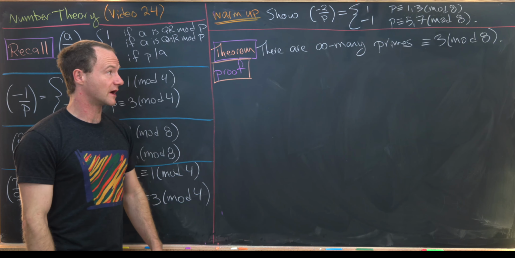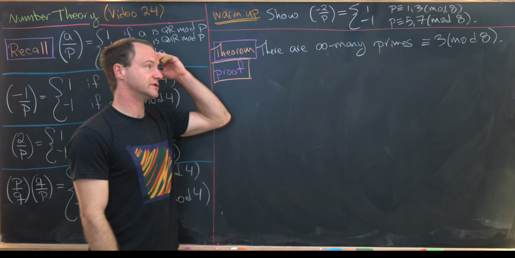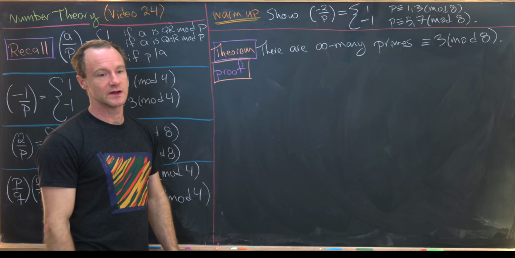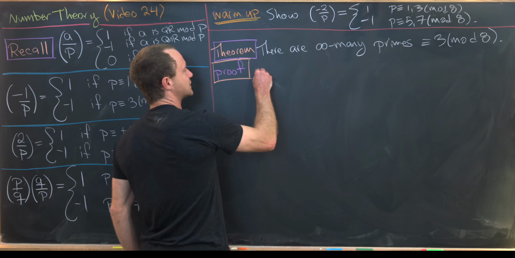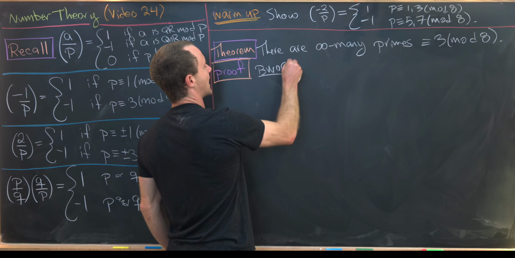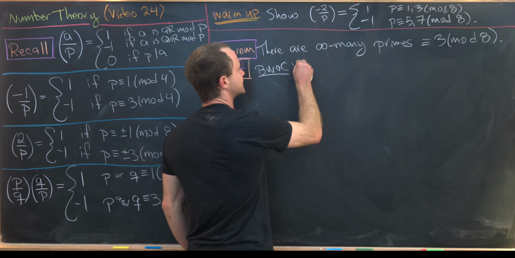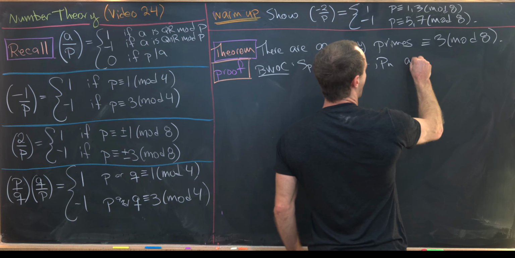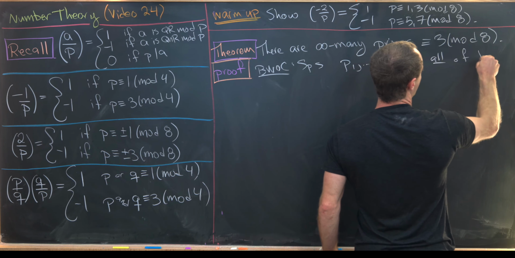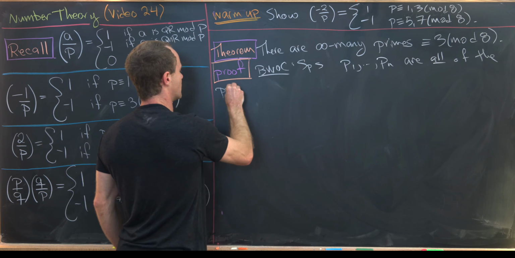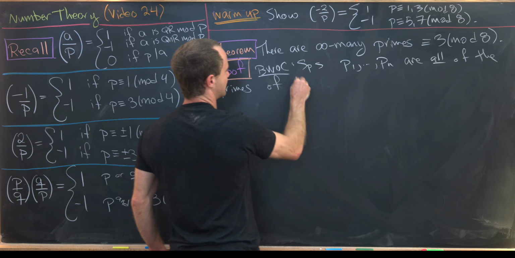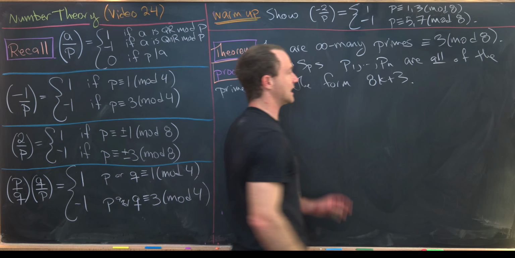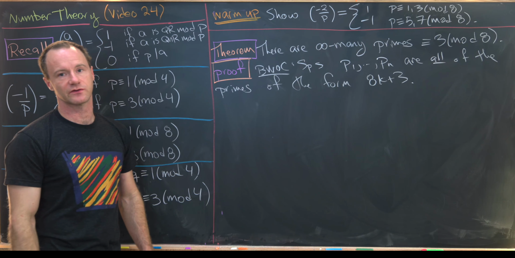Okay, so what theorem are we going to prove? We will prove that there are infinitely many primes that are congruent to 3 mod 8. In other words, they are of the form 8k plus 3. Okay, so let's get into the proof. We're going to do this in the standard method of a proof by contradiction. So we'll start out by supposing that P1 to Pn are all of the primes of the form 8k plus 3. In other words, they're all the primes that are congruent to 3 mod 8.